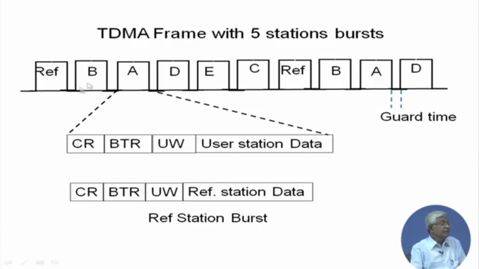You can see at the satellite transponder, if it is continuously looked at, the TDMA frame with 5 different stations A, B, C, D, E is shown here.